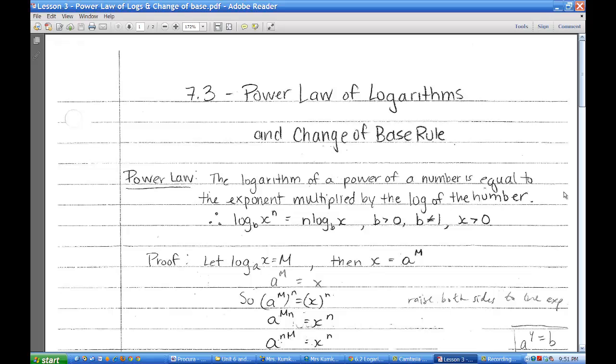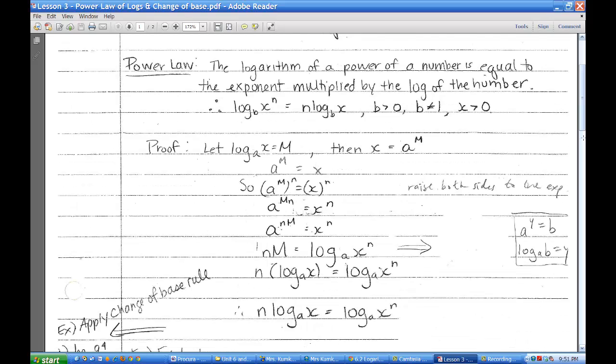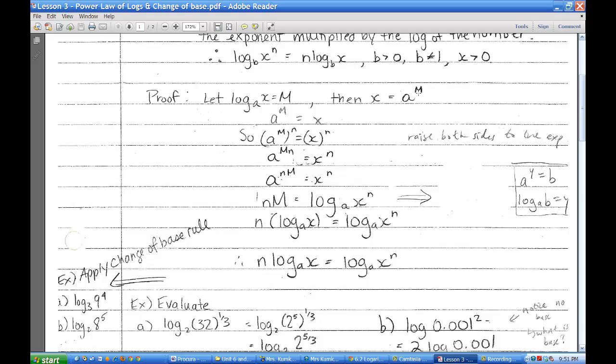Let's say that log base a of x equals m. Then x equals a to the power of m, because m is the exponent, remember. So a to the power of m equals x. Now we can say that a to the power of m, all to the power of n, equals x to the power of n. We basically did the same thing to both parts of the equation: we raised both parts to the power of n. When we raise a bracket to an exponent, we multiply the exponents. So a to the power of mn equals x to the power of n.